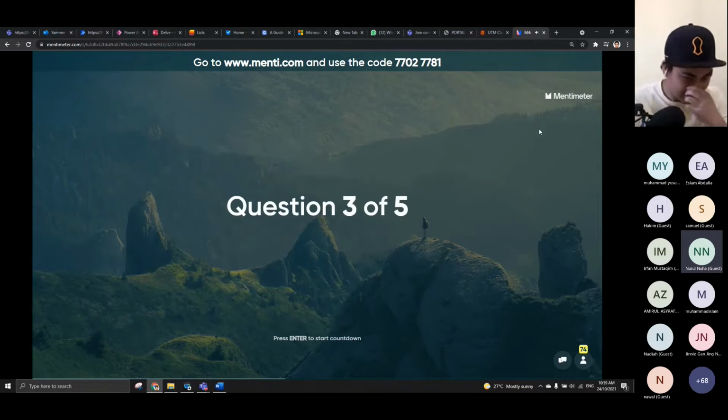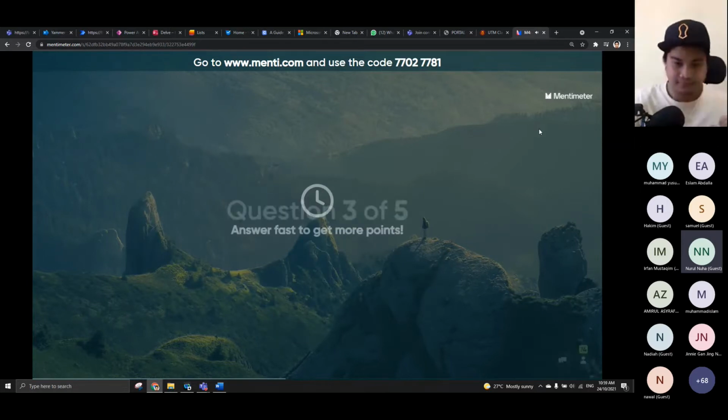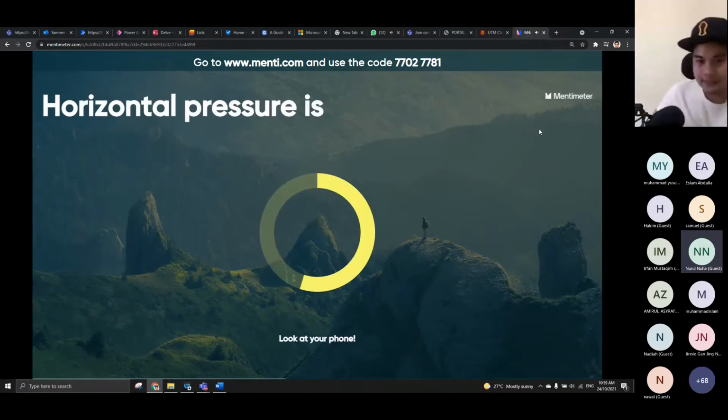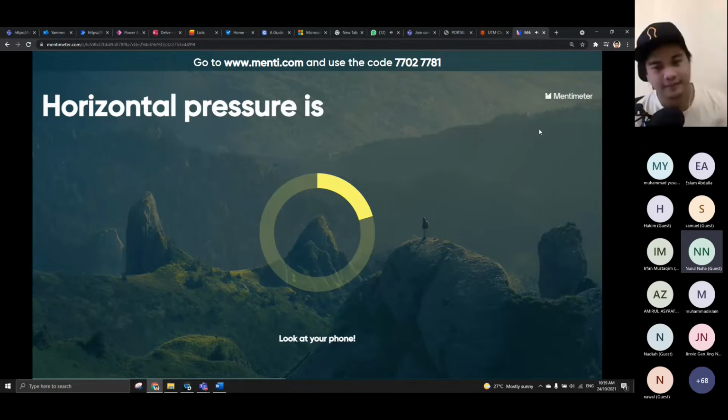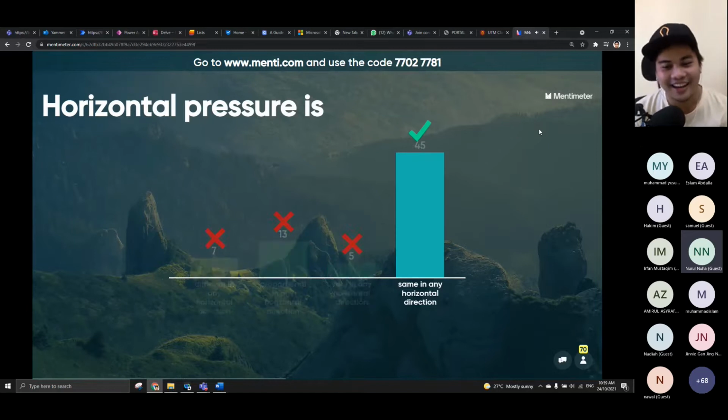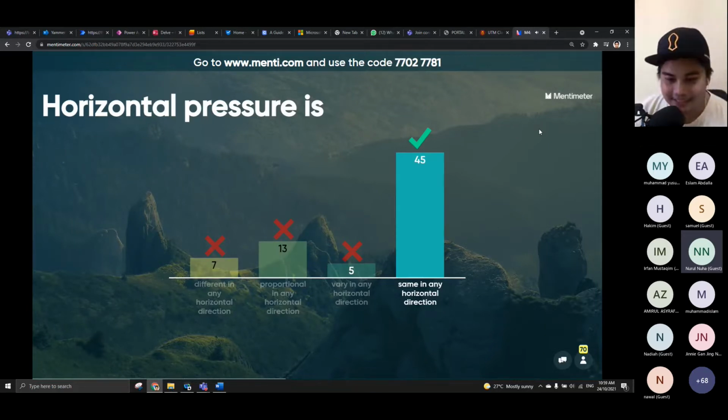Alright, question 3. Horizontal pressure is what? I hope all of you got it right. Please get it right, I already explained this one. Remember, the horizontal pressure is the same, okay? Based on our equation, Px equals Pn.